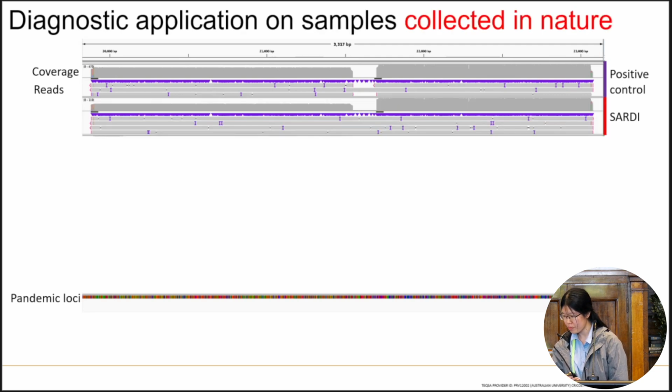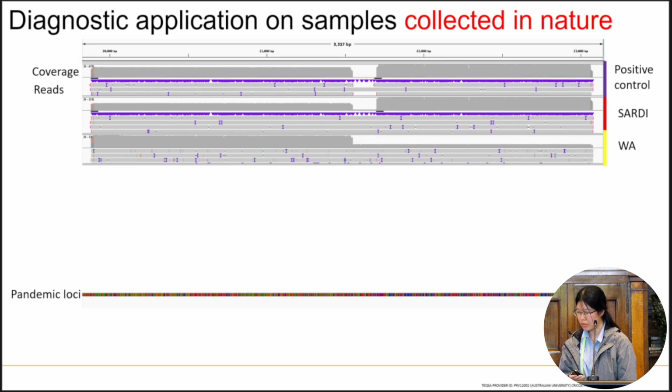Then we have some spore samples from a study. We also do the same thing, mapping to the reference genome, and we also can't find any SNPs. So it is likely the same strain as the pandemic strain. We also have some samples from Western Australia, and we also can't find any variations in the HD loci when comparing to the pandemic strain.